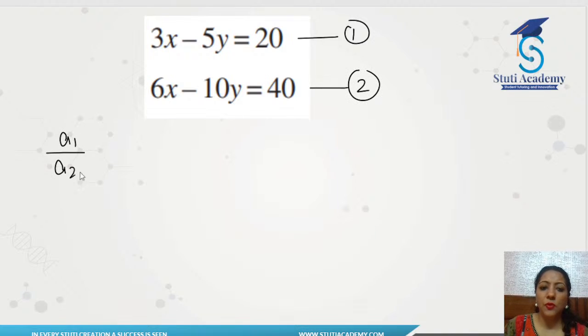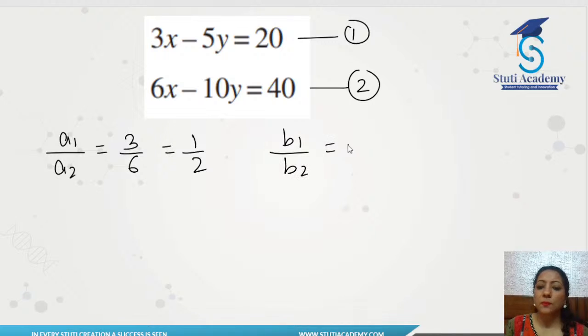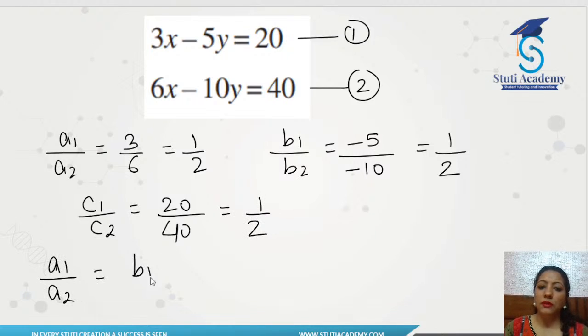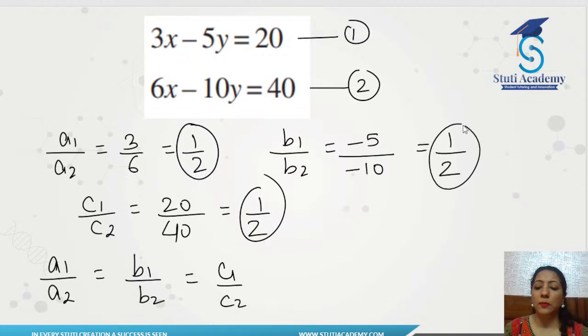Here we have a1 upon a2 as 3 upon 6, that's 1 by 2. b1 upon b2 as minus 5 upon minus 10, that's 1 by 2 again. c1 upon c2 as 20 upon 40. When we simplify this, we'll get 1 by 2. So we have a1 upon a2 equal to b1 upon b2 equal to c1 upon c2. They're all equal. Just see, they're all equal to 1 by 2.